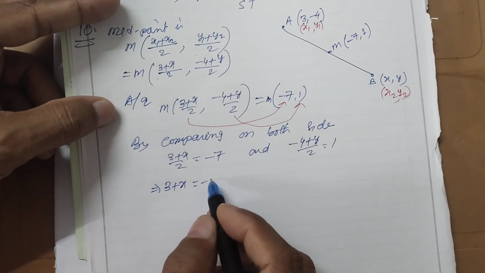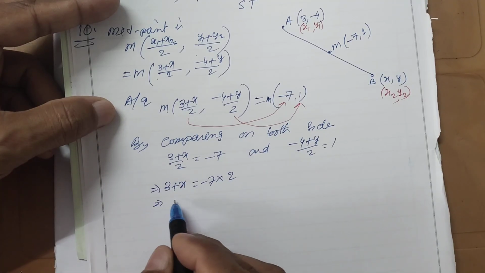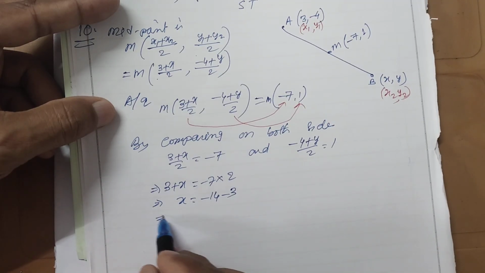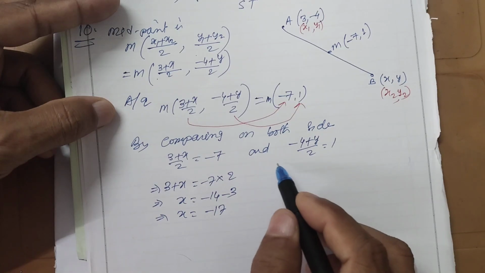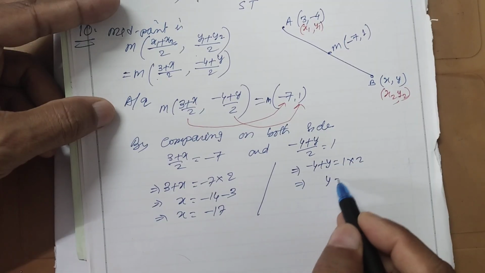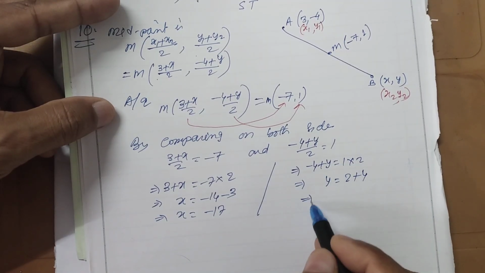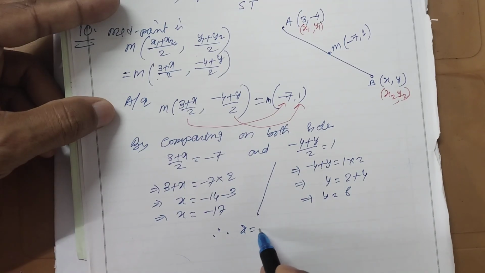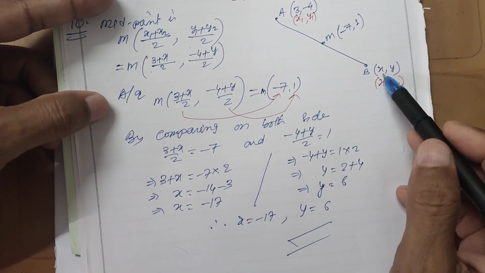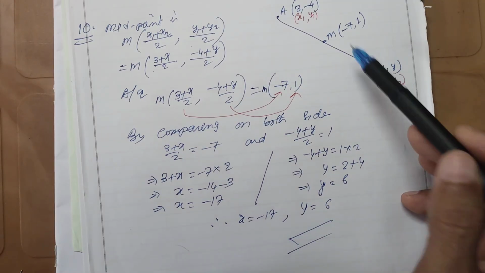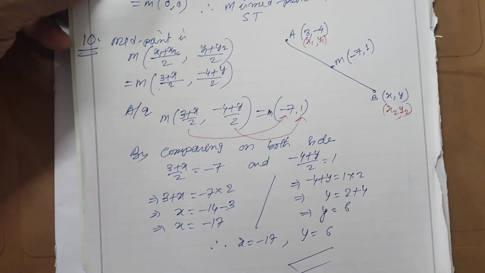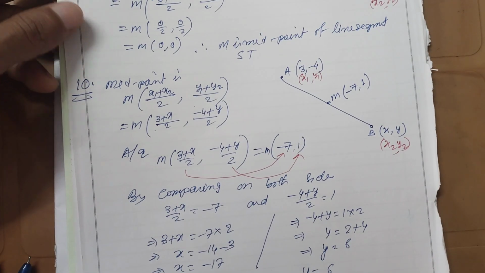3 plus x is equal to -7 times 2, so x will be equal to -14 minus 3, then x is equal to -17. From here we can find y. -4 plus y equals 1 times 2, so y will be 2 plus 4, which implies y equals 6. So the final answer is x equals -17, y equals 6. This means that if the x value is -17 and the y value is 6, then only will this M be the midpoint of the line. So this is the solution for the second question, question number 10.